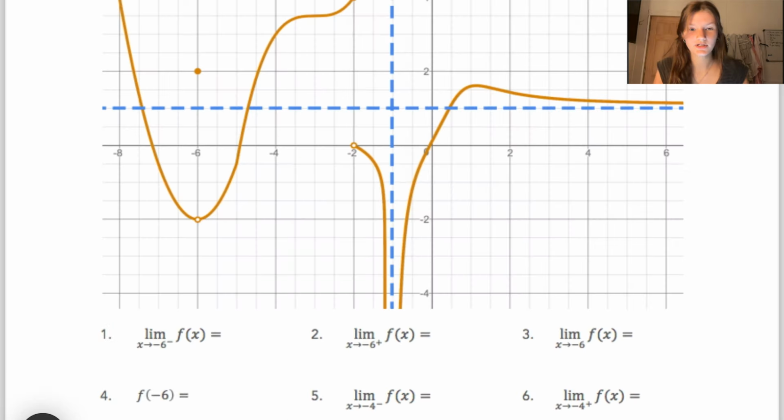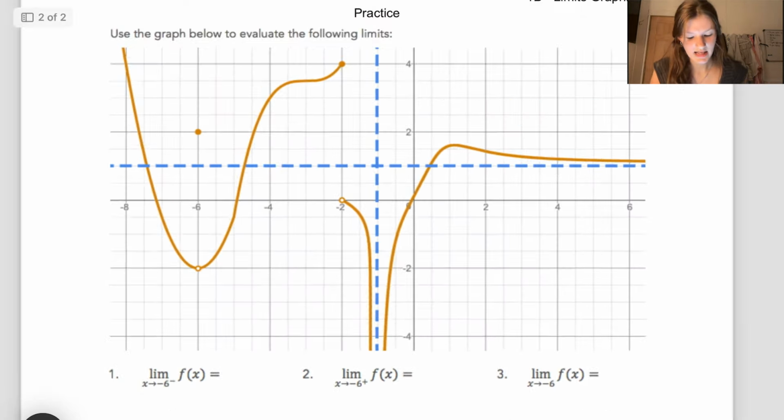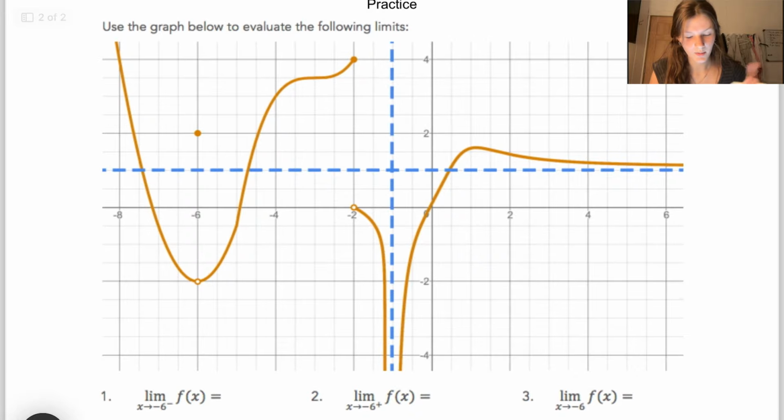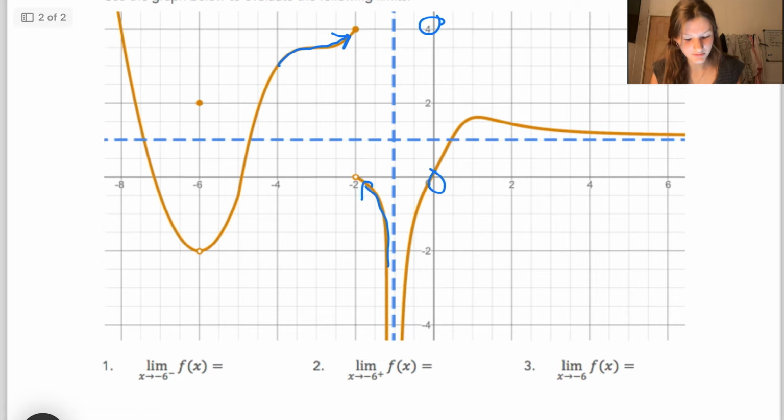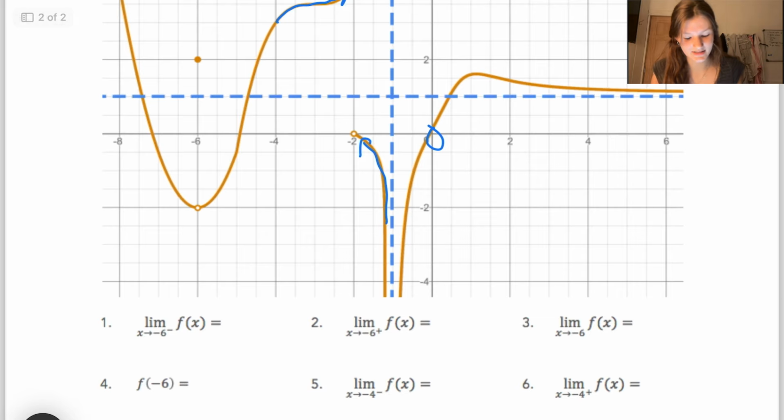Okay, so the one thing I want to talk about on this worksheet is what happens when both the graph from the left and the graph from the right are not approaching the same value. So this can be seen right here, because this right here is approaching 4, and this right here is approaching 0. So what do? Boom, the limit does not exist.